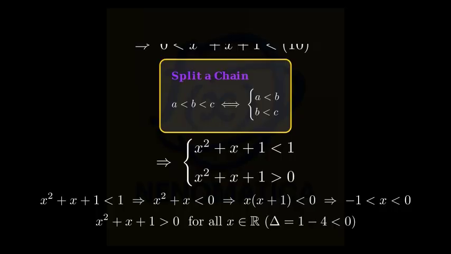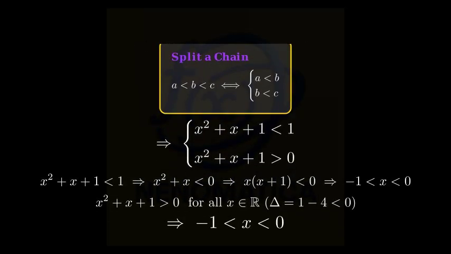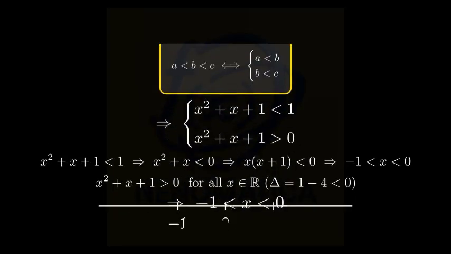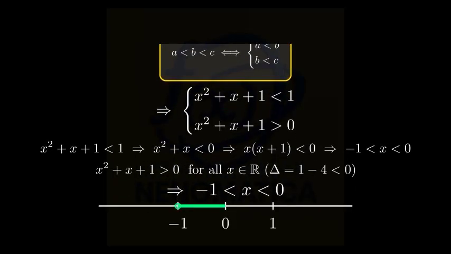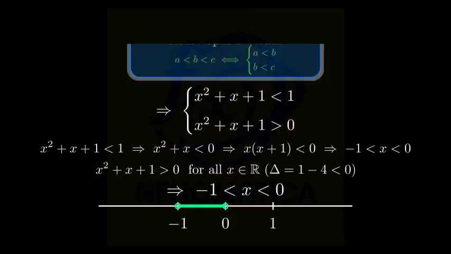To visualize the solution, look at the number line from -2 to 2 and shade the open interval from -1 to 0. Final answer. The solution set, D, is the open interval from -1 to 0.